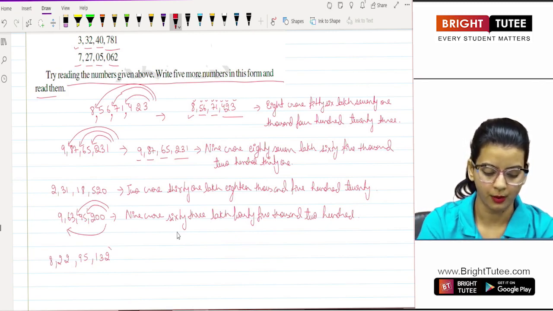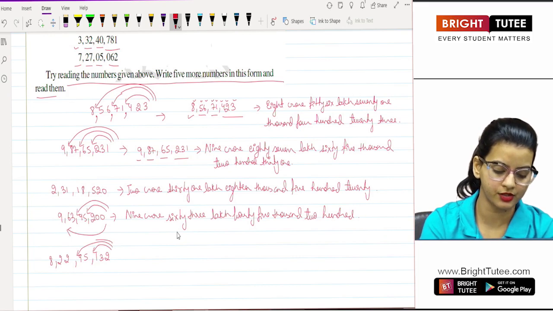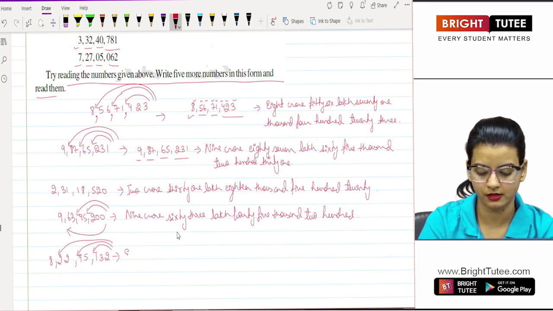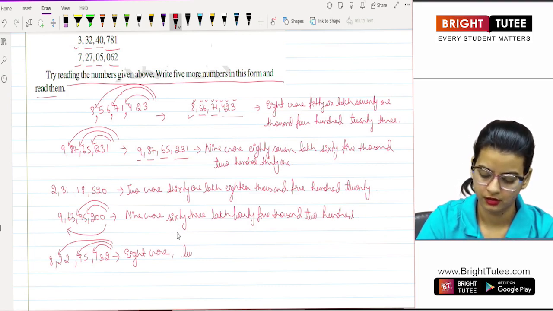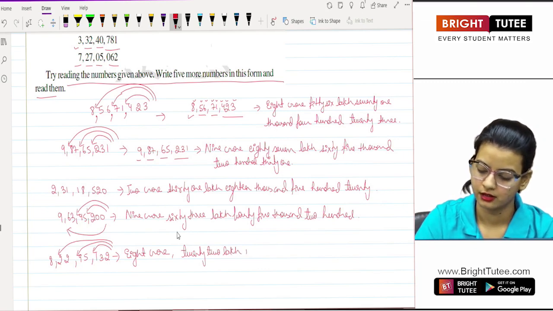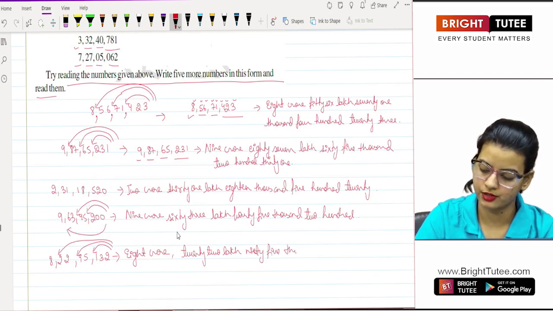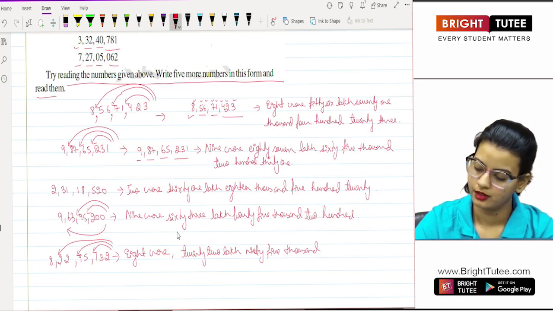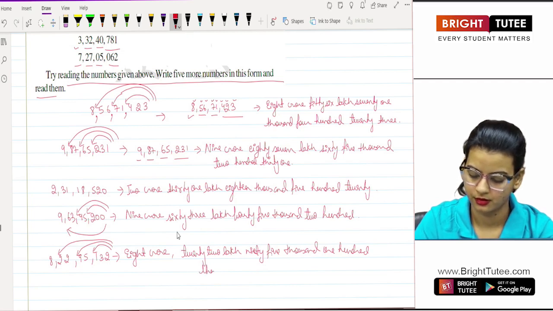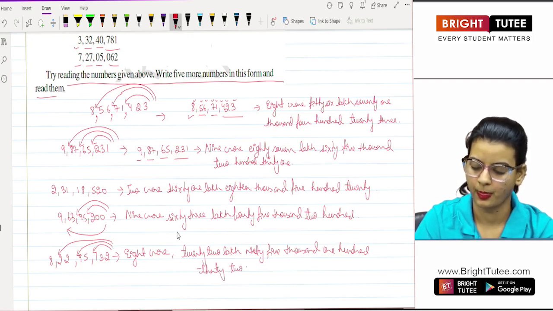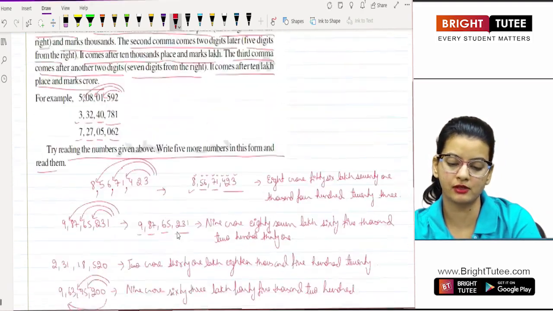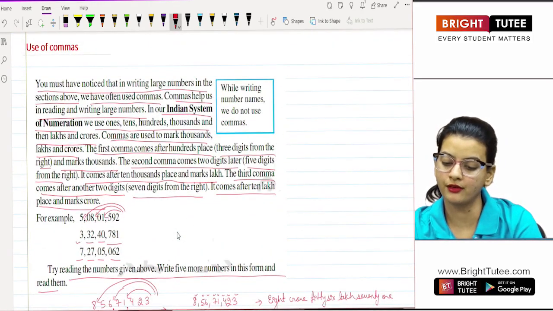So, comma after 3 digits, comma after 5 digits, and then comma after 7 digits. So, this is 8 crore 22 lakh 95,132. Right. So we have given 5 examples over here where we are using commas and writing the number names.